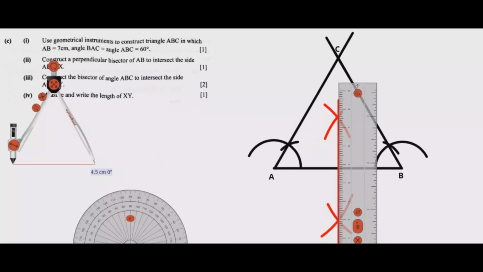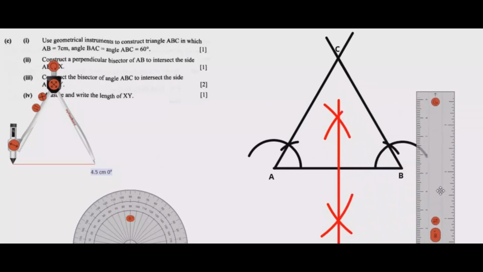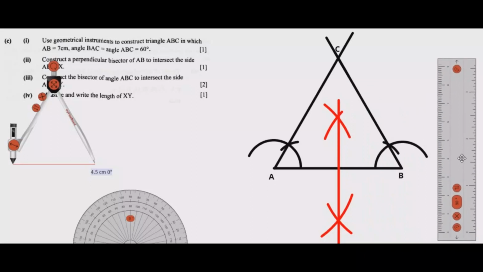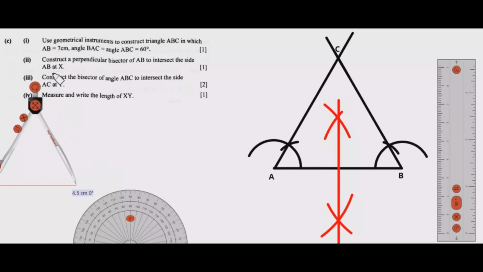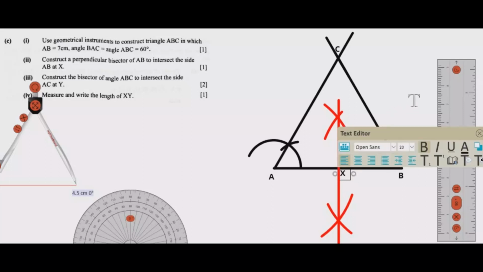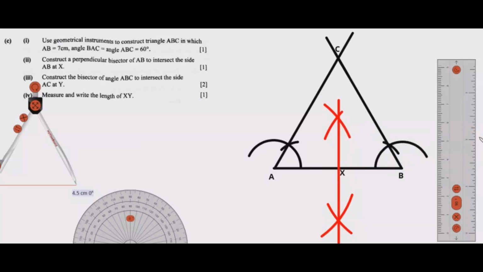Okay, we draw the line like that, the way I've drawn. We are told that we construct a perpendicular bisector of AB to intersect the line AB at X. So here we're going to write X. This point is going to be called X.